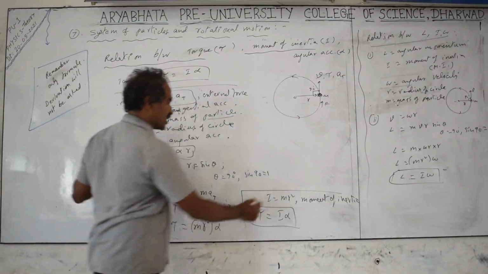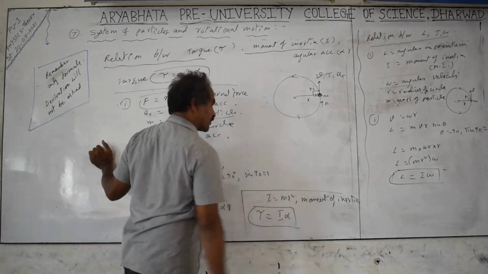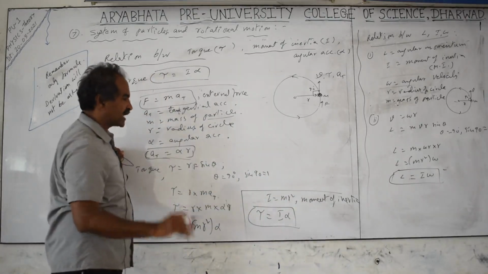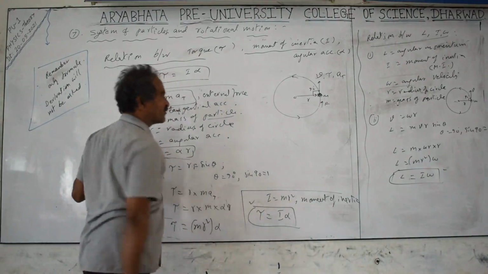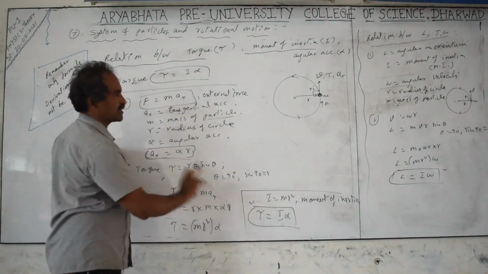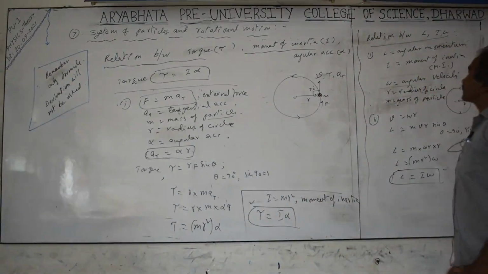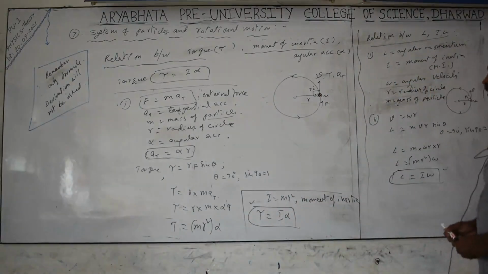But m r square is nothing but the moment of inertia I, so torque tau equal to I alpha. This is applicable not only for a particle, but even for a solid object, a continuous distribution of mass, any object. Tau equal to I alpha is applicable. Even for a system of particles it is applicable, where for the system of particles we take the resultant: total moment of inertia, total torque, total angular acceleration.